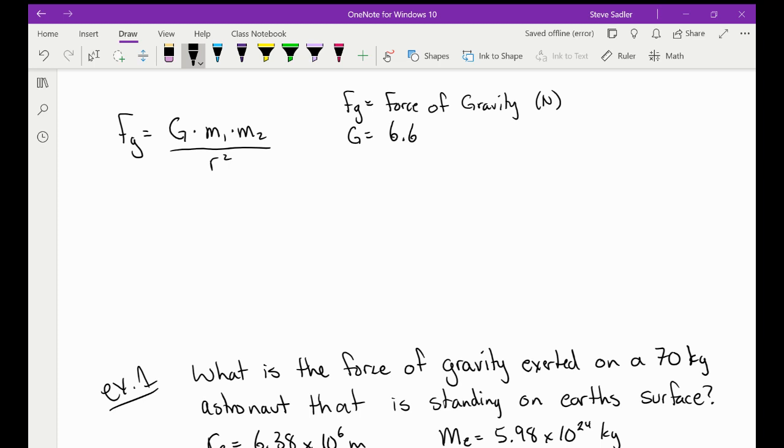So that is 6. Well, let's label it. Gravitational constant. And this is always the same no matter where you are. That is 6.67 times 10 to the negative 11. The units, if you care, are meters cubed over kilograms seconds squared. That's a weird one, I know.